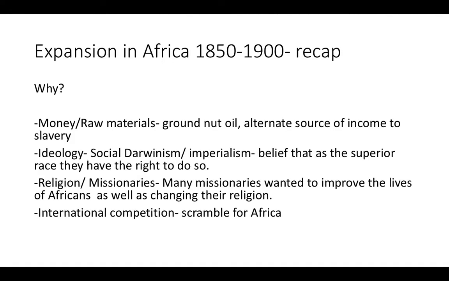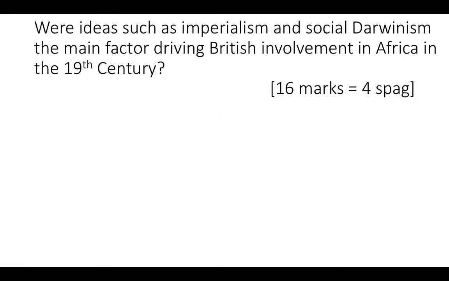Now, if we go back a page, we've got social Darwinism and imperialism right here. So that's our first paragraph, and then our second paragraph could be on either of the three, and then our third paragraph could be on another one as well. So right there, I've given you four factors. You only need to talk about three.